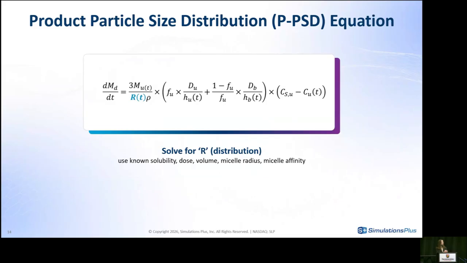to micelles. But what we do here is we solve for the radius, which we can assume as a polydispersed size distribution, as a function of values that are known, such as solubility, dose, volume, and then micelle radius and micelle affinity. What makes this equation flexible is that the micelle affinity and radius depend on the micelle type you're using. So you can use it for synthetic surfactant, you can use it for fasted-fed or the in vivo situation, and that allows for the translation between those different scenarios.